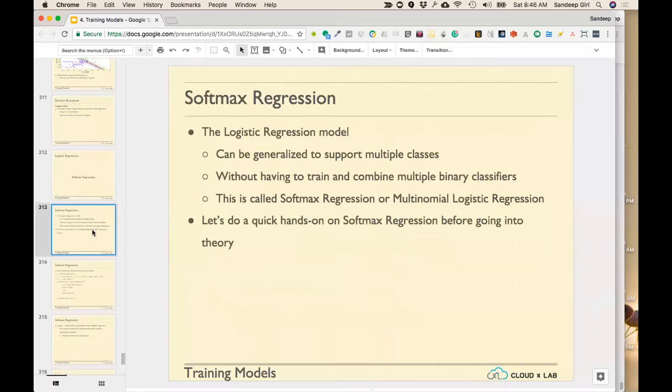Now we're talking about softmax regression. Just now, we converted our problem into a very simple one where the right-hand side was only one column, true or false. Had we been trying to predict multiple flowers, we would either combine multiple binary classifiers the way we did earlier using OVO or OVA, one versus one or one versus all, or we use softmax regression.